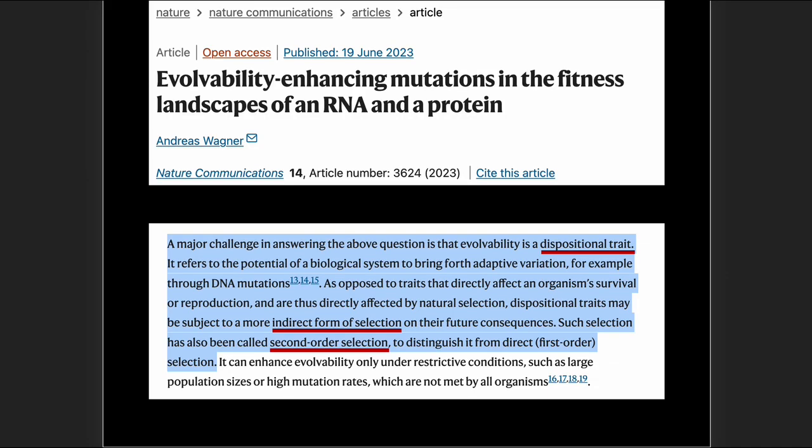Andreas Wagner describes this sort of problem. When you have a structure arise that will help not immediately but in the future, he calls it second order selection or an indirect form of selection. So it's going to be beneficial at some time, but it's not right now. So he calls it a dispositional trait. You are setting up a good thing. It's beneficial to the population at some point, but not now. So the selection can only work if it somehow knows about the bigger picture. Of course, that has all kinds of teleological implications there. It's a big problem. There is no such thing as second order selection without some sort of storytelling.